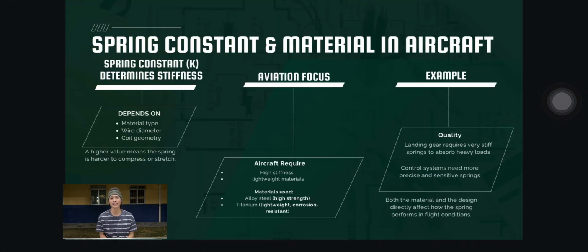So for this slide, we look at the spring constant, which we usually represent by K. The spring constant tells us how stiff a spring is. A higher value of K means the spring is stiffer and requires more force to deform, while a lower value means the spring is more flexible.